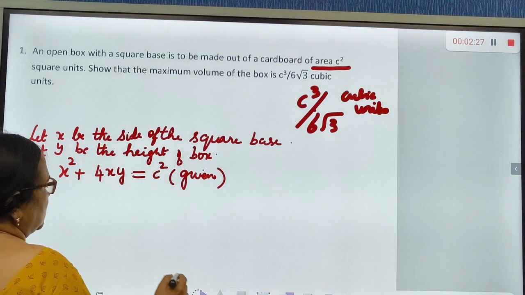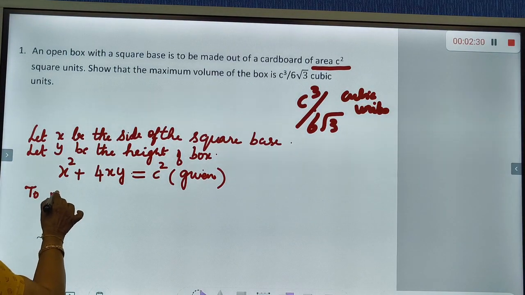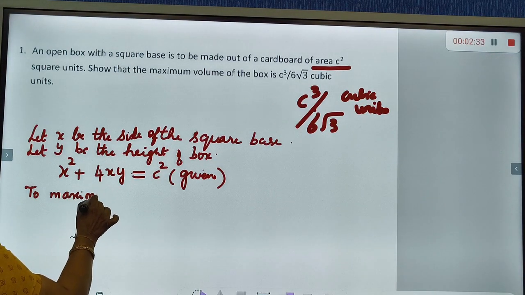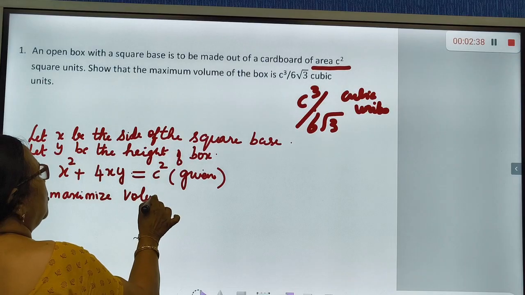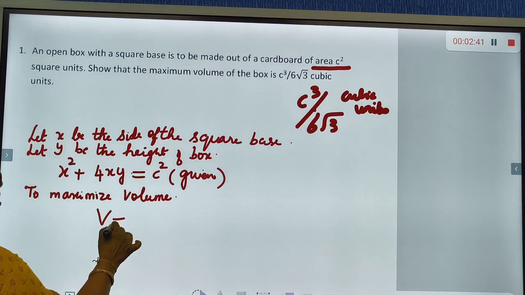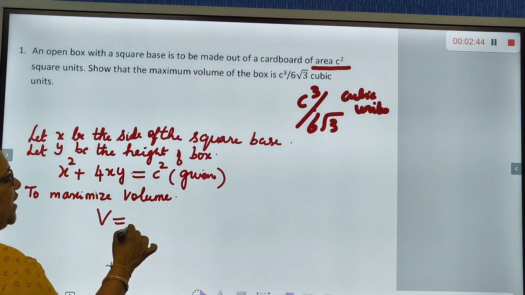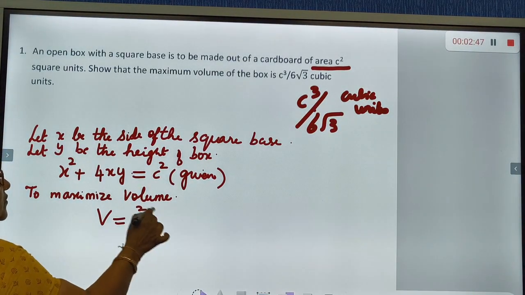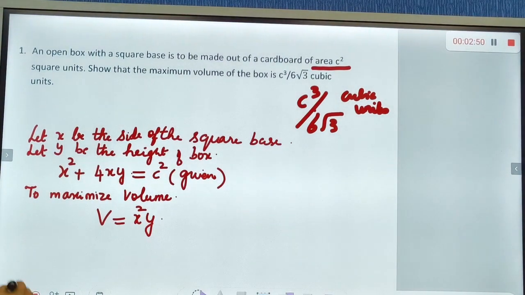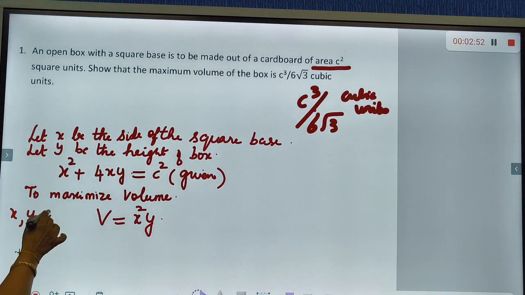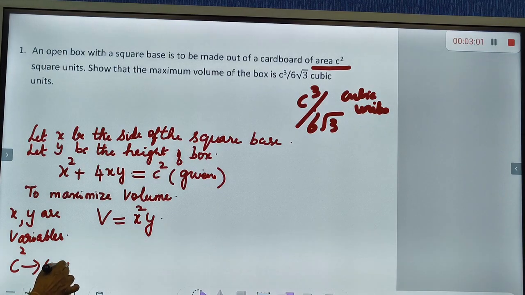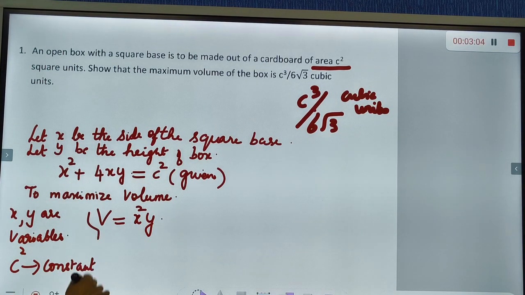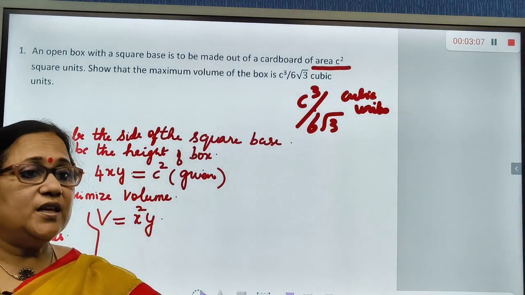Now what is it that you need to maximize? We want to find the dimensions of that box which will have maximum volume. So to maximize the volume, now volume is equal to what? Base area into height. Volume will be x square y. Now both x and y are variables. c square is a constant because it's the area of the cardboard which you are using to make the box.